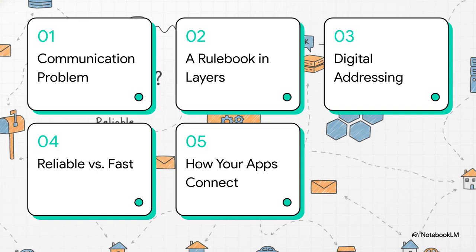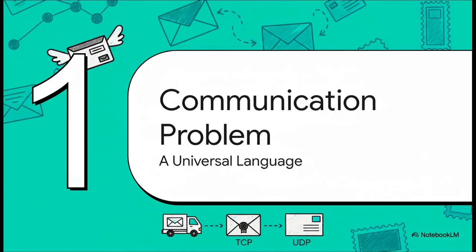Well, to figure that out, here's the roadmap for today. First, we'll look at the core problem the internet had to solve. Then we'll unpack its layered rulebook, see how every device gets its own unique address, compare different delivery services, and finally, see how it all comes together in the apps you use every day. So first up, the fundamental challenge.